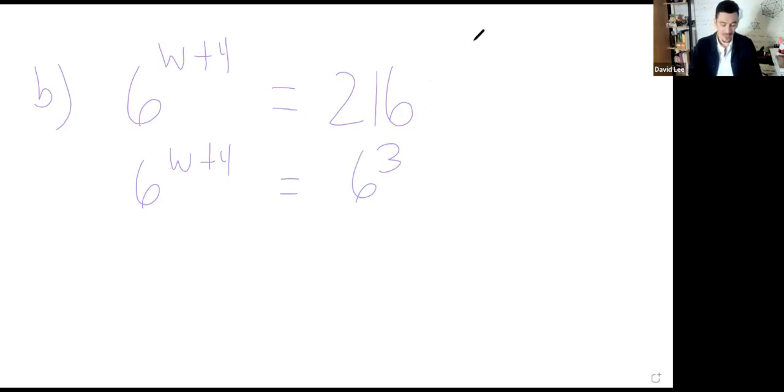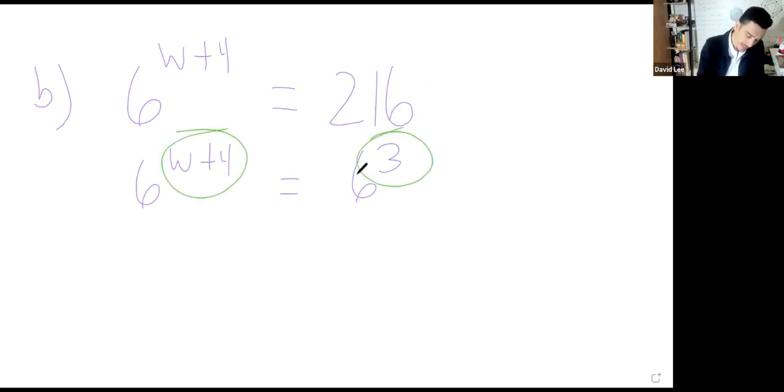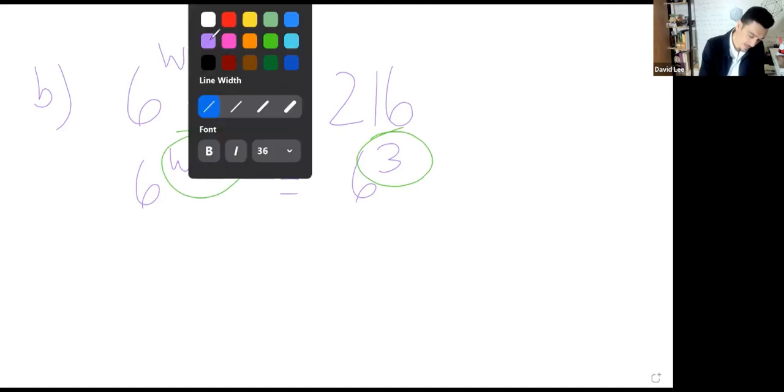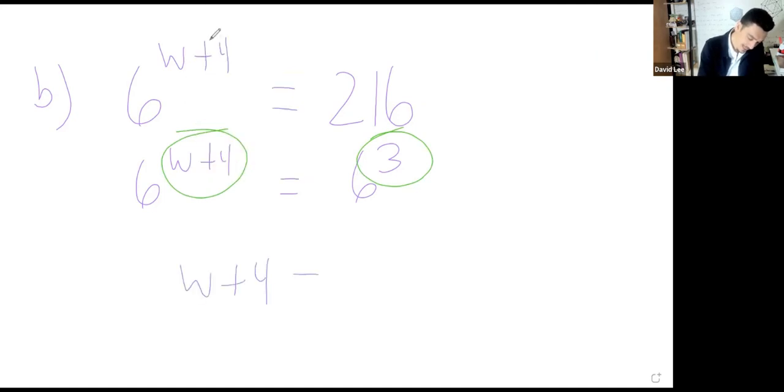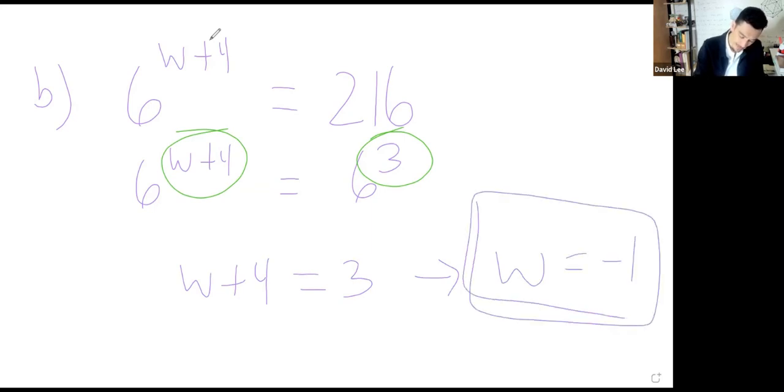Now, what was the whole point of doing this? Because now the 6 matches with the 6, and so we can say that this exponent has to equal that exponent. You set the exponents equal to each other once you have a common base. Okay, there it is.